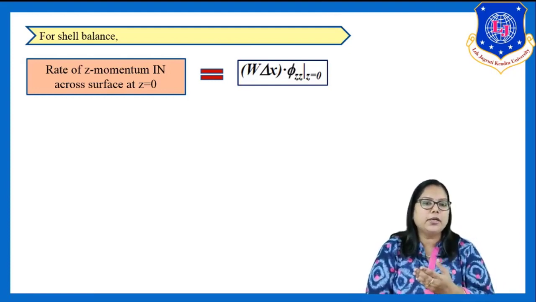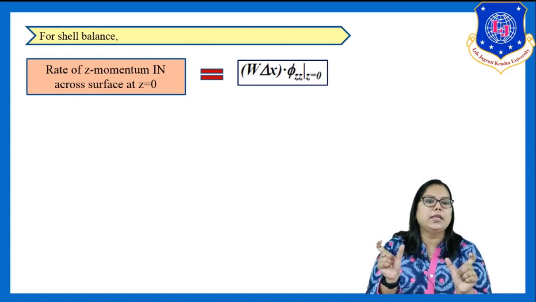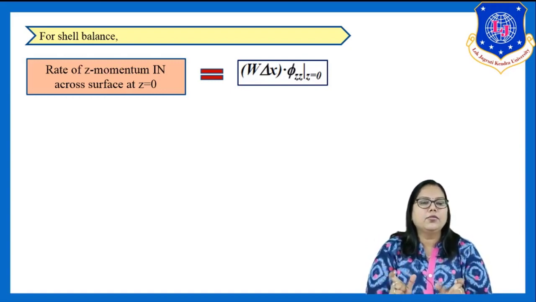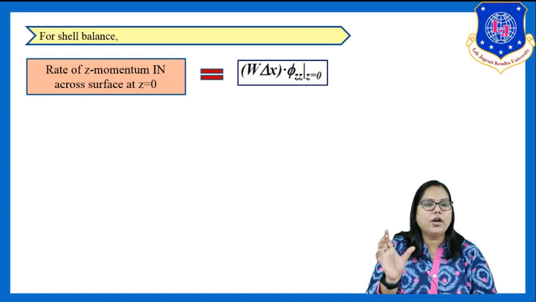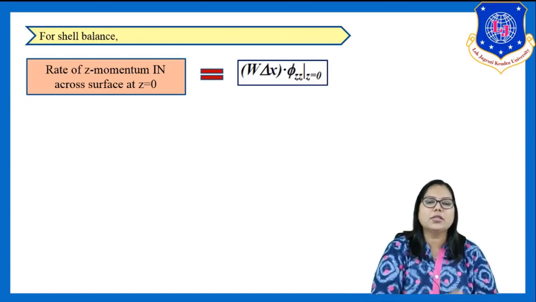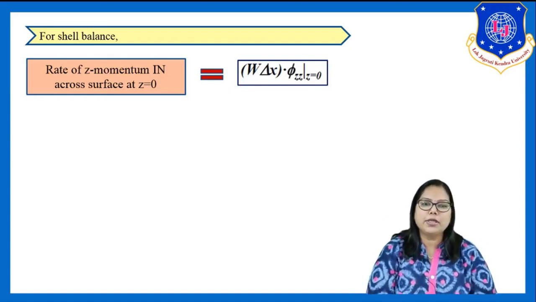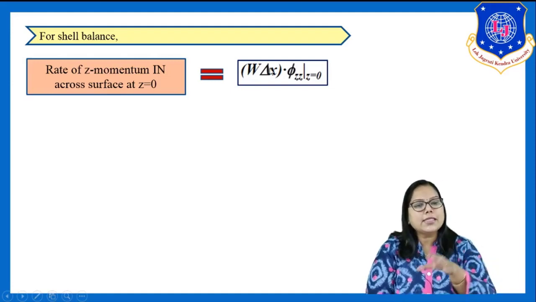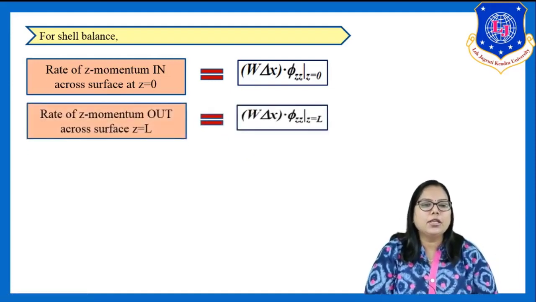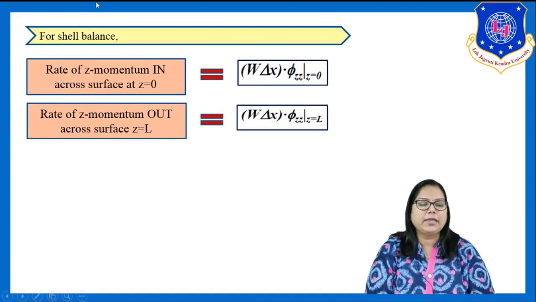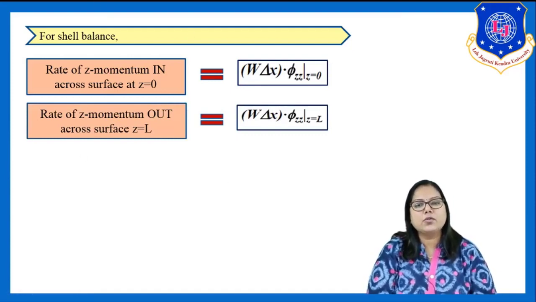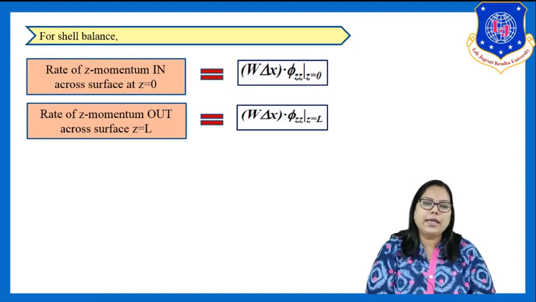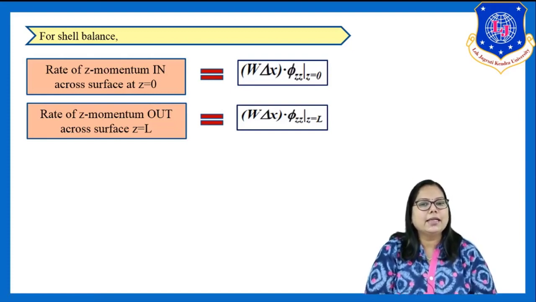So rate of momentum is momentum flux into area. While we are looking in the z direction, the area of the plate will be W into delta x and flux is phi zz. Momentum flux is phi zz and area is W delta x. In the same way, for the exit condition, the rate of z momentum out across the surface at z equals L is W delta x phi zz at z equals L.